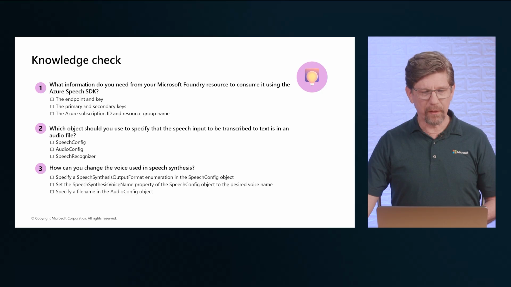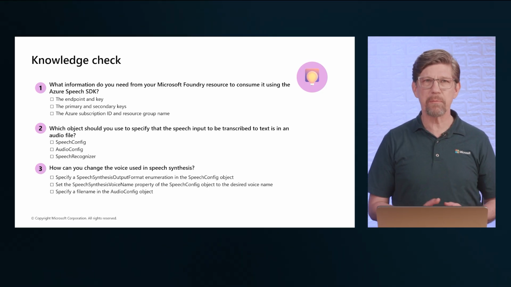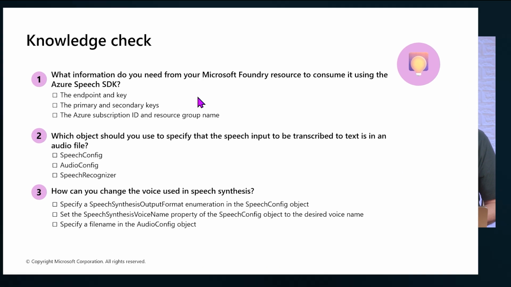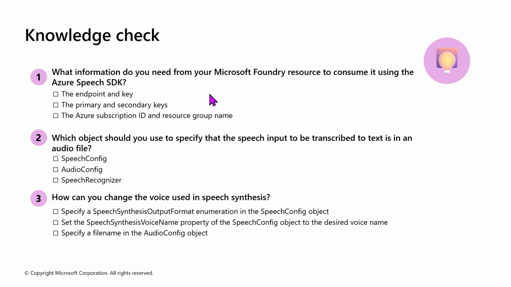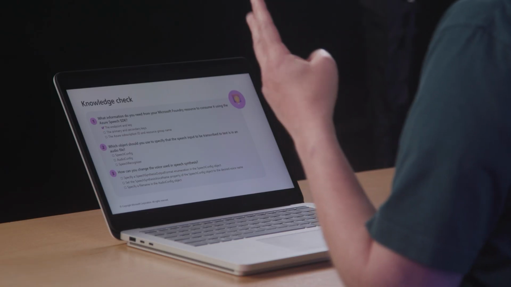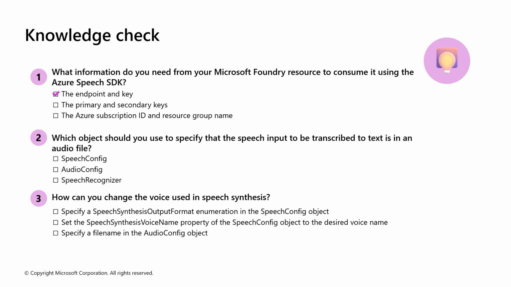All right, so there were a lot of class names. Let's see how much you remembered here. First and foremost, what information do you need from your Microsoft Foundry resource to consume it using the Azure Speech SDK? Right, only those two things, the endpoint and the key is the option here. A secondary option might be to also use an Entra ID credential. Either one of those would work, endpoint and key or endpoint and credential.